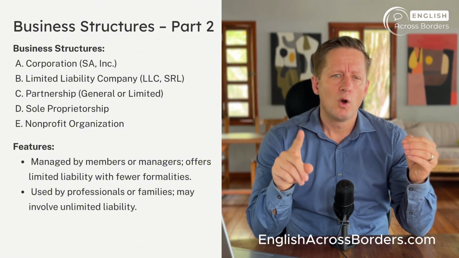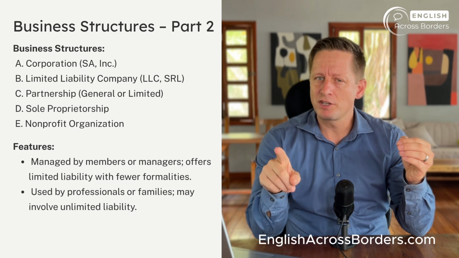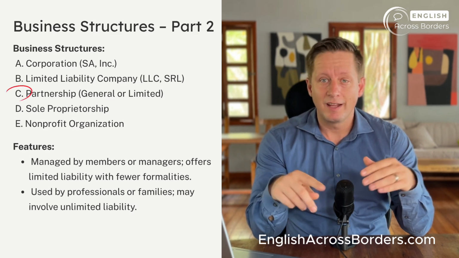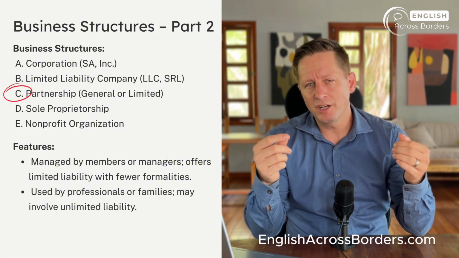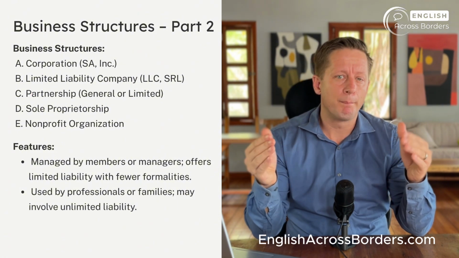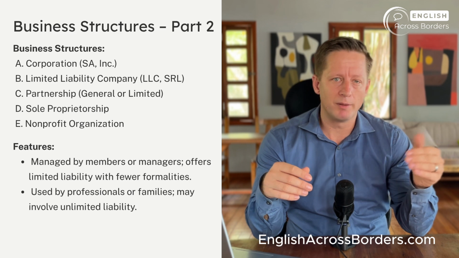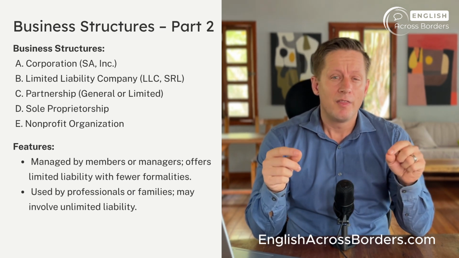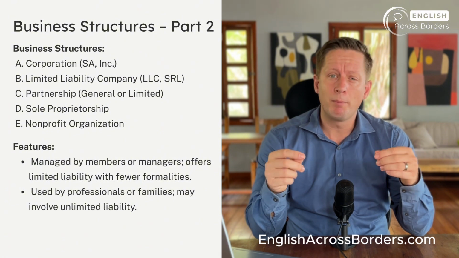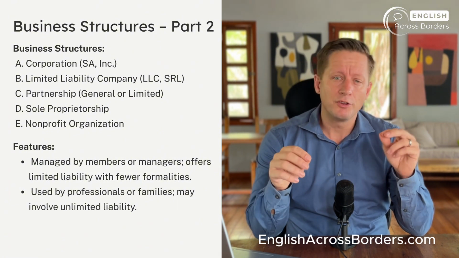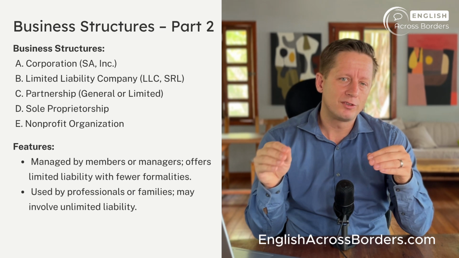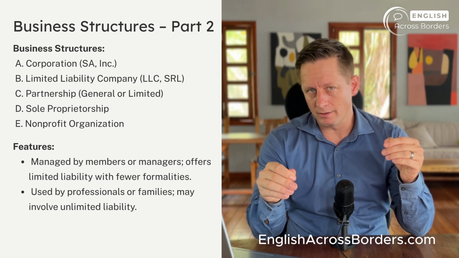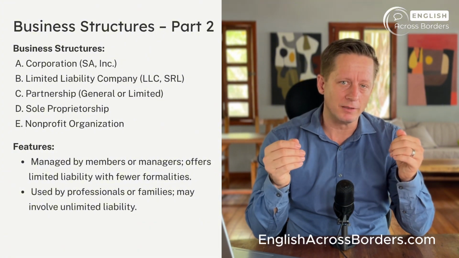And finally, what structure is used by professionals or families and may involve unlimited liability? That's C, partnership. In a general partnership, each partner can be personally liable. These are common among law firms, doctors, or family-run businesses. There are also limited partnerships where some partners only invest money. Understanding these structures helps you explain the risks and benefits clearly when advising a client or evaluating a company.